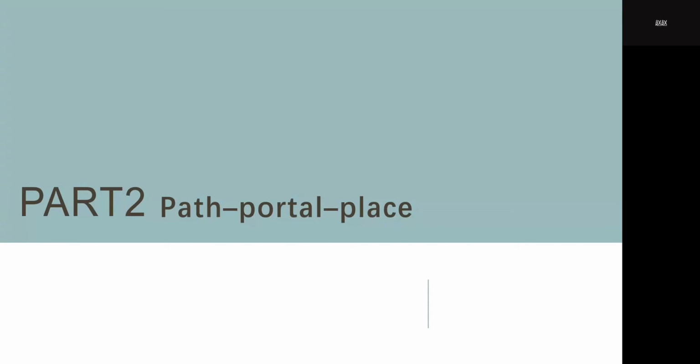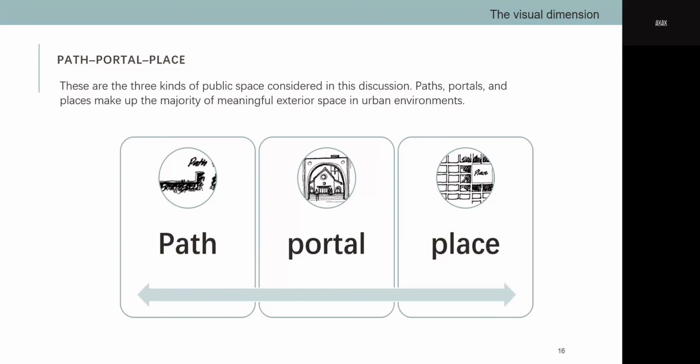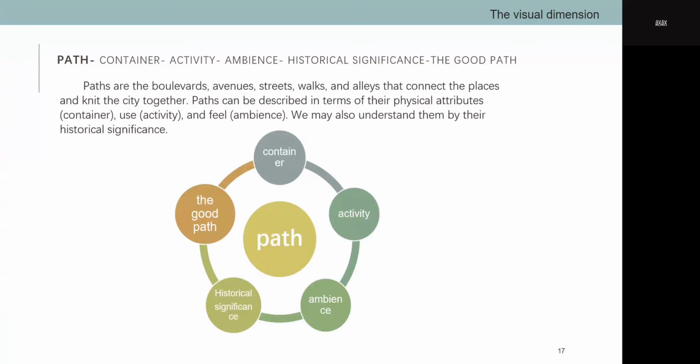Path, portal, place. These are the three kinds of public space considered in the discussion. Paths, portals, and places make up the majority of meaningful exterior space in urban environments. Path consists of containers, activity, maintenance, historical significance, and the good parts.